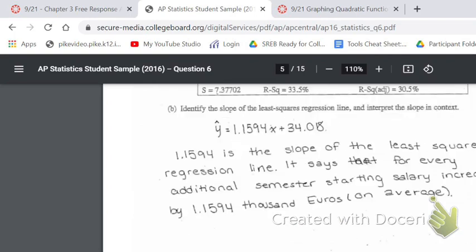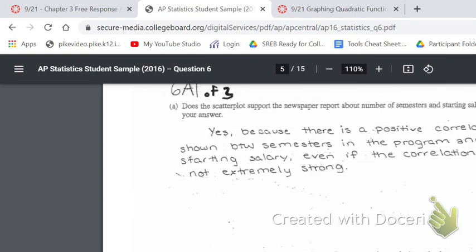Here we go. There's a positive correlation shown between semesters in the program and starting salary, even if the correlation is not extremely strong. What do we think? Like it. We've got correlation, we've got strength. I wish I saw form in here. They do work context in, so we know what our explanatory and response variables are there.